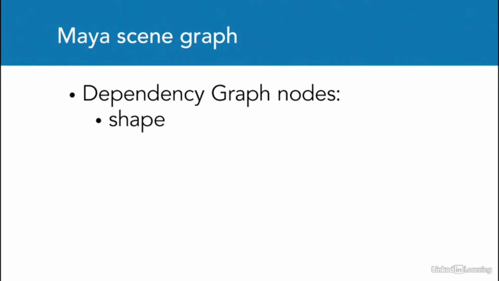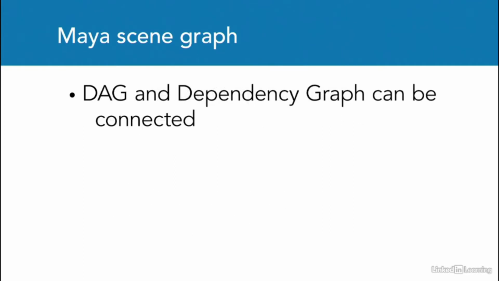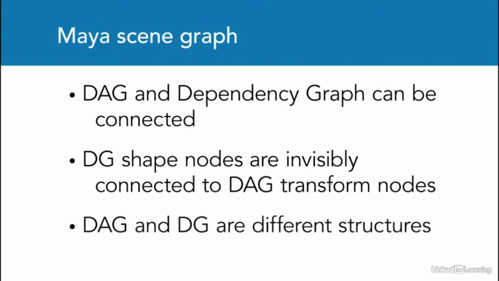There are many other categories and types of dependency graph nodes, such as materials, lights, construction history, deformers, and so on. The DAG and the dependency graph can be connected to one another. For example, we can use transforms to drive material attributes. And shape nodes are connected to their respective transform nodes, although that connection is not visible in the Maya interface. But even so, the DAG and the dependency graph are fundamentally two different data structures.